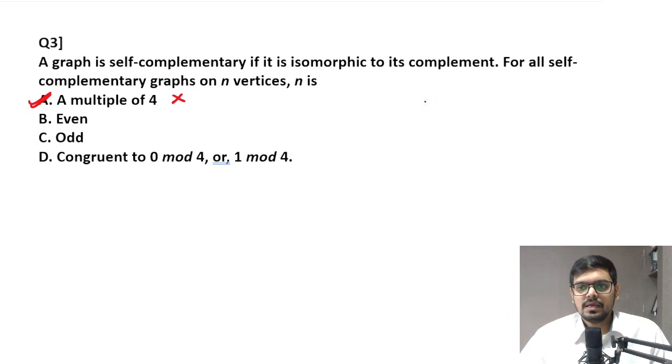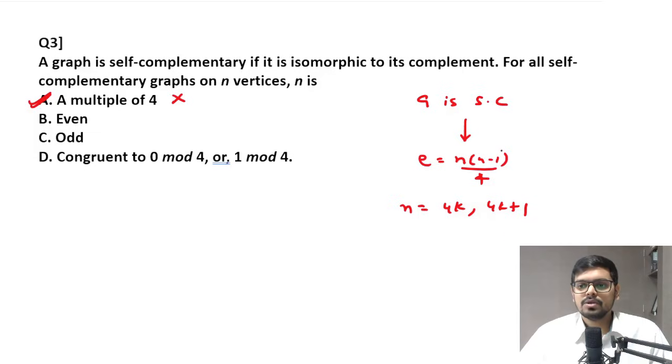Why, sir? See, if a graph is self-complementing, then it's a one-way theorem for sure. We know that the number of edges is n into n minus 1 by 4, and talking about the vertices, by theorem 2, they should be 4k or 4k plus 1. Or simply you can say that n should be divisible by 4 or n minus 1 should be divisible by 4. Now they need the number of vertices n. You are saying n should be compulsorily a multiple of 4. No, I told you either n should be divisible by 4 or n minus 1 should be divisible by 4. So if n is 5, 5 is not divisible by 4, agreed.